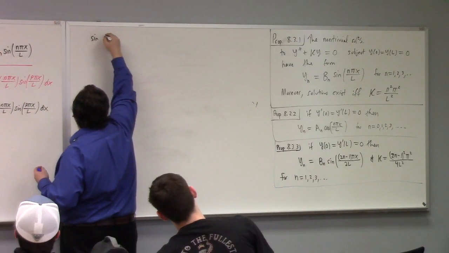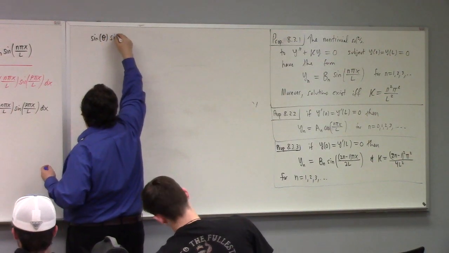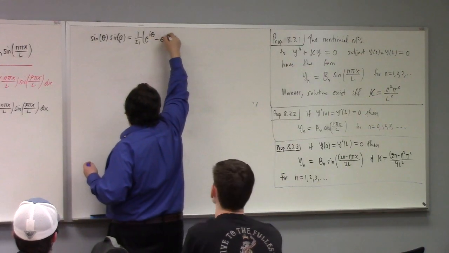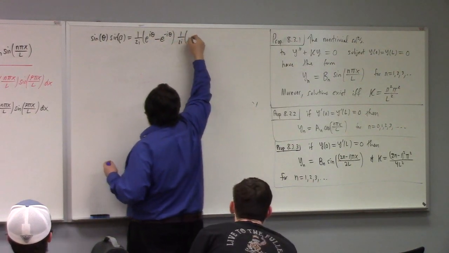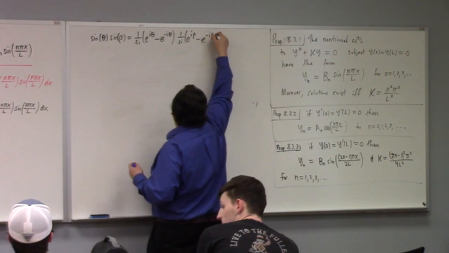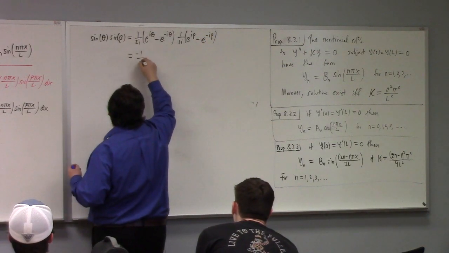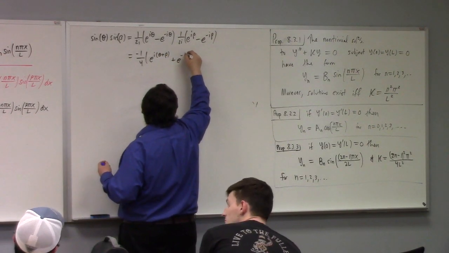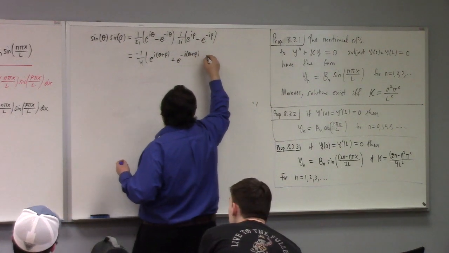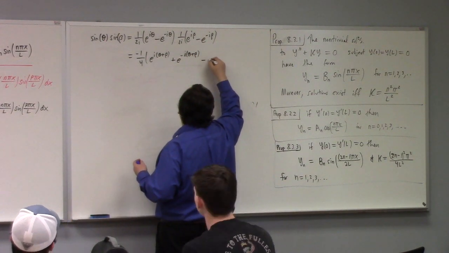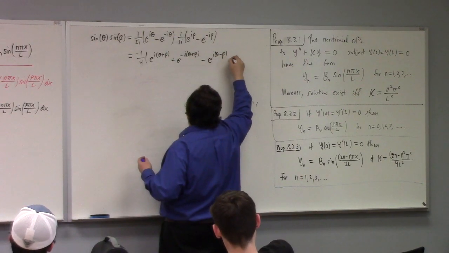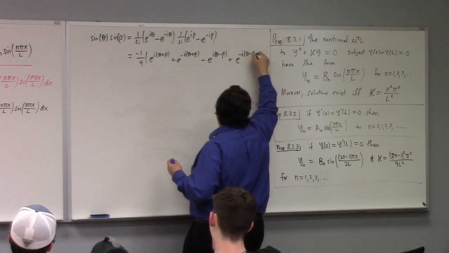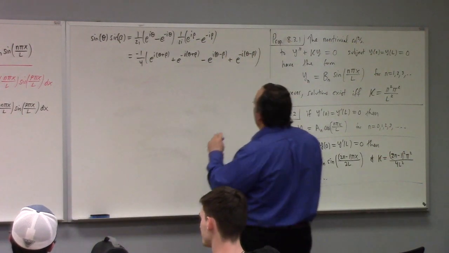So we have sine of theta times sine of beta, 1 over 2i, e to the i theta minus e to the minus i theta, 1 over 2i, e to the i beta minus e to the minus i beta, which of course is minus 1 over 4, e to the i theta plus beta, plus e to the minus i times theta plus beta, minus minus e to the i theta minus beta plus e to the minus i times theta minus beta, I think. Could be wrong about that one.